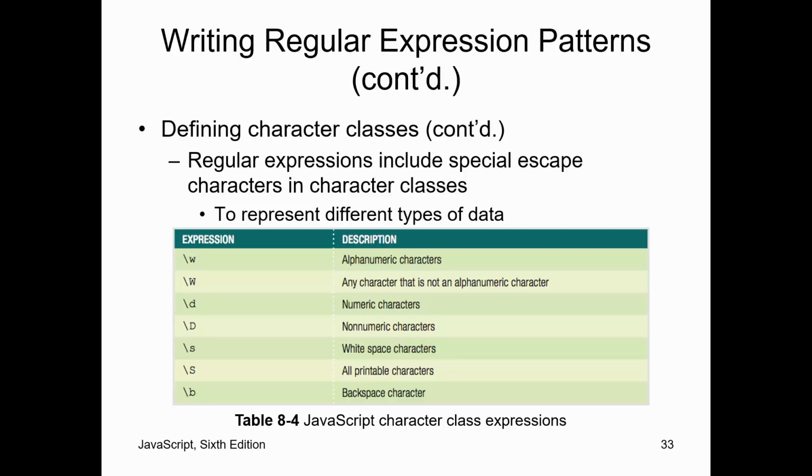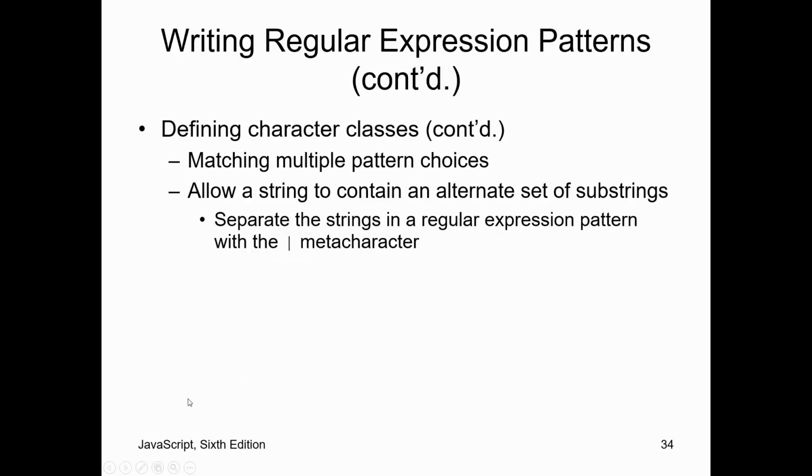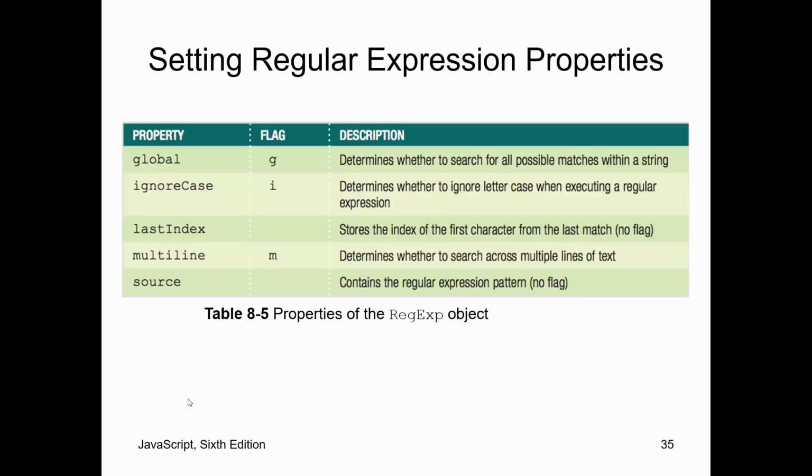Now these character class expressions look a little bit weird. The ones you're going to use most often are these two. This means numbers only. This means non-numeric. The little w means alphanumeric. The big W means anything that's not alphanumeric. So anything that's not a letter or a number. All right, the little s means white space characters, tab, space bar, enter key, etc. The big S means anything but those. The B is for a backspace character. So you can set up all sorts of stuff in here.